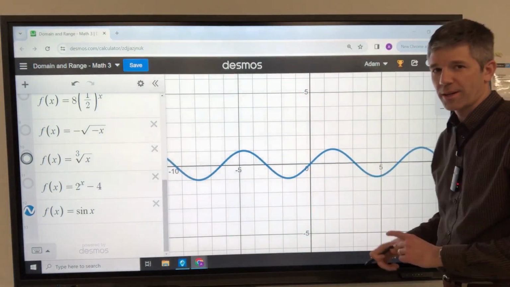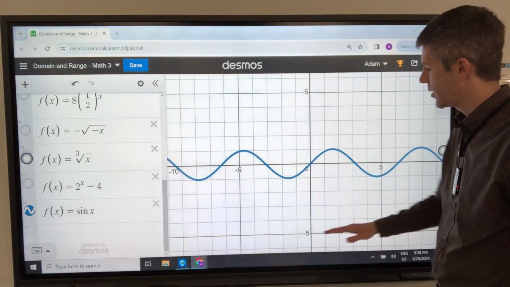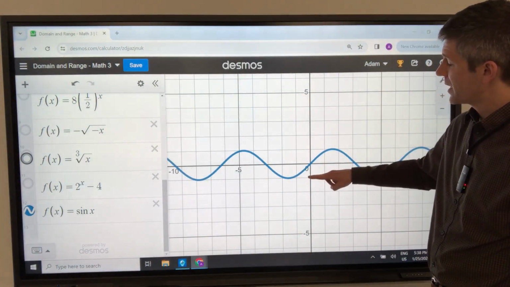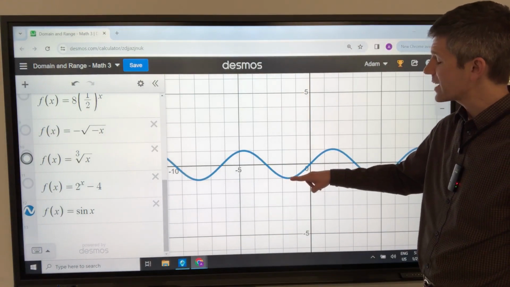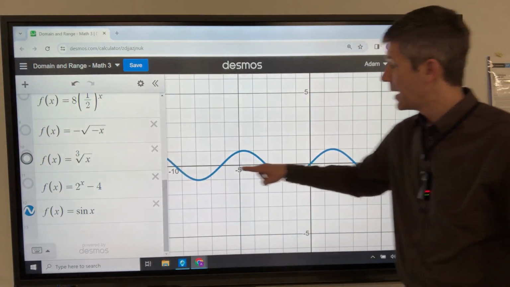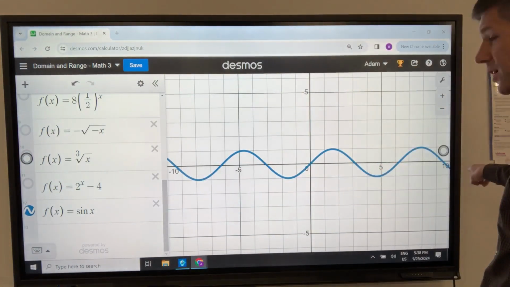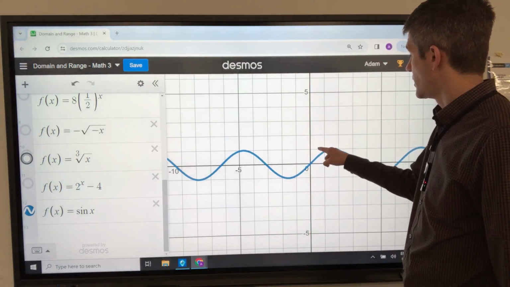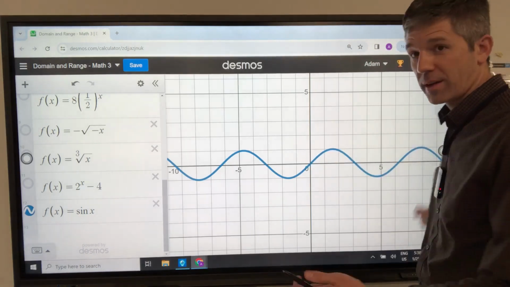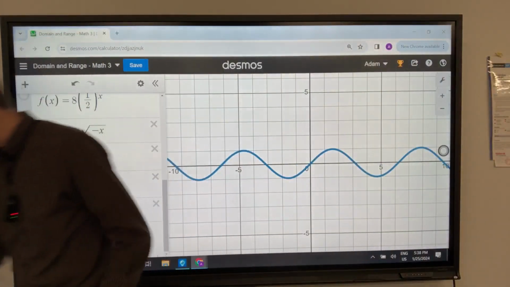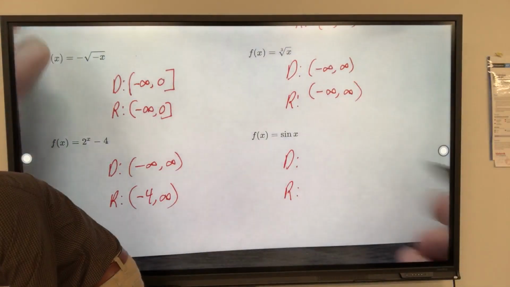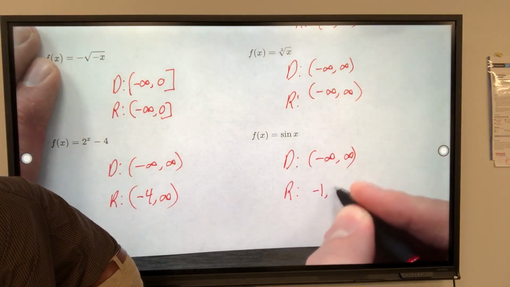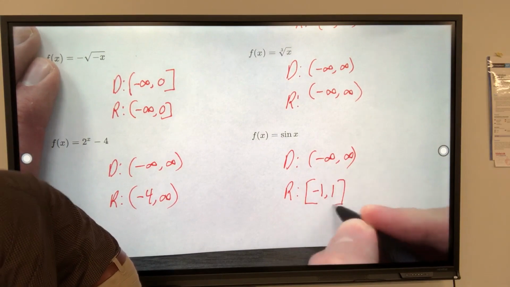Range, how low does it go? Sounds like it's limboing. How low can you go? Nope, nope, nope. Yes, and where is this? That'd be -1. So I can get outputs of -1, and it happens over and over and over again. And my highest output is +1 over and over and over again. So my domain is negative infinity to infinity. My range is -1 to 1, and it does include both of those.